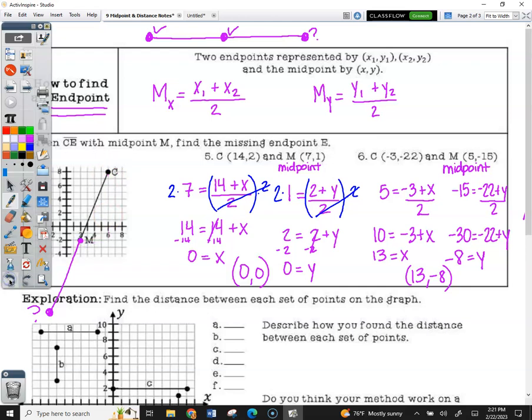So watch. Notice that C is at 8. So it would be 8 down. And I need to keep going, right? 9, 10. So I went down 10. I'm going to draw an arrow. Down 10. Then I go left.